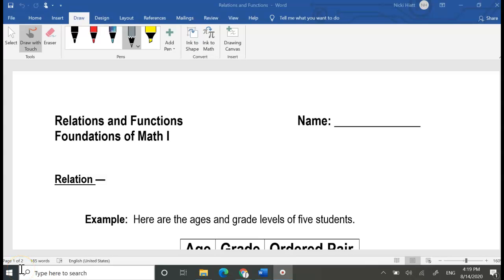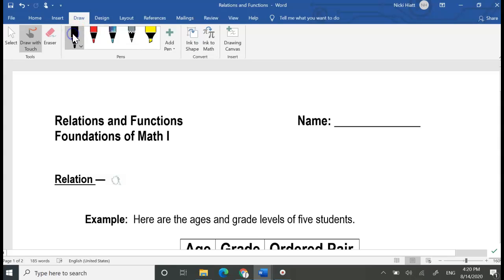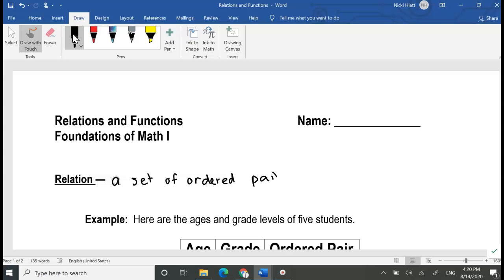Okay, in this section we are going to be looking at relations and functions and what types of relations are functions and so forth. So a relation is, in mathematics anyway, just a set of ordered pairs.